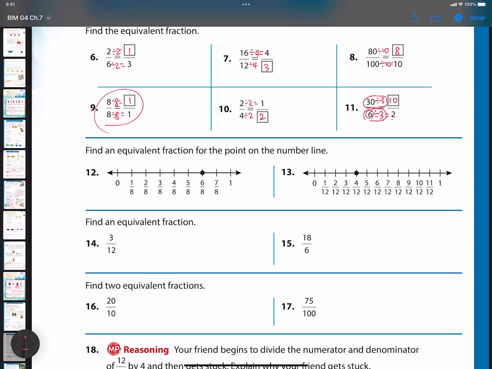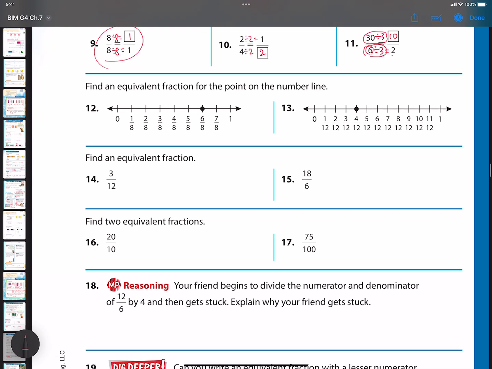All right. Now find an equivalent fraction for the point on the number line. Okay, that's 6 over 8. Since these are all even numbers, we know we can divide by 2. Both, right? They are divisible by 2, and this is going to be 3 over 4.